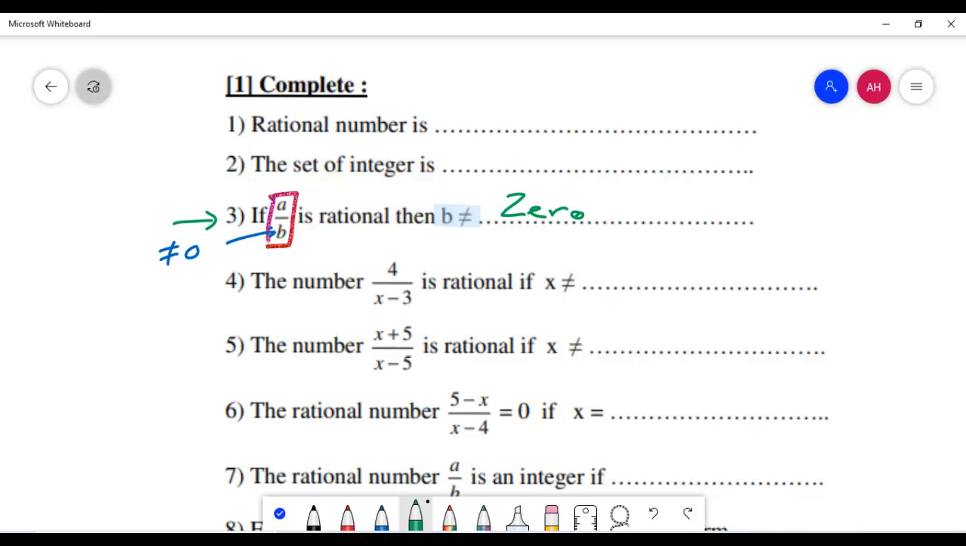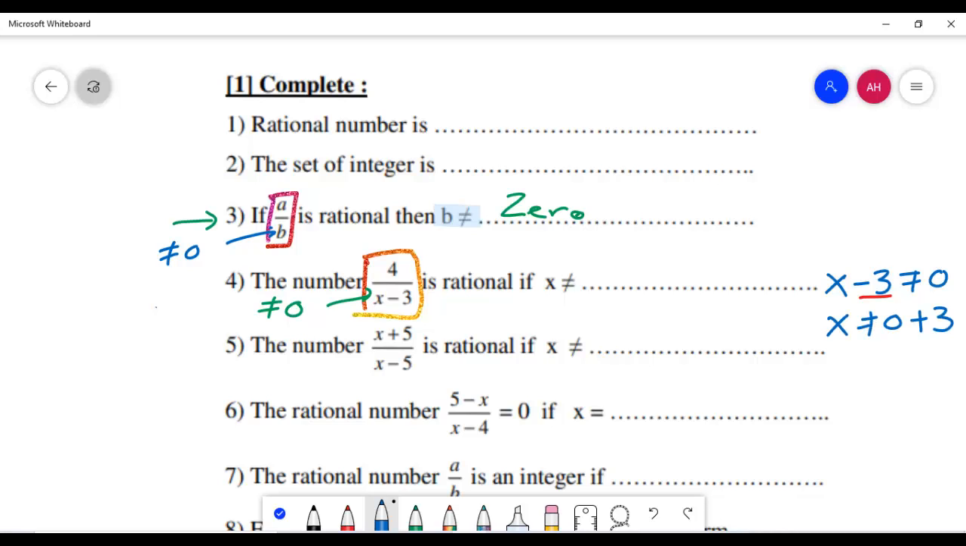Let's go for number 4. The number 4 over x minus 3 is rational if x is not equal to... Again, to have a fraction as a rational number, the most important condition is that my denominator is not equal to 0. So I am saying that x minus 3 is not equal to 0. I will move the minus 3 to the other side and solve the equation. x is not equal to 0 plus 3. So x is not equal to 3.